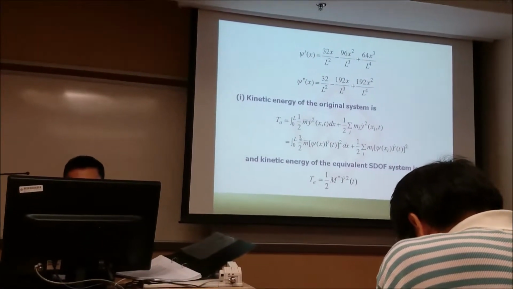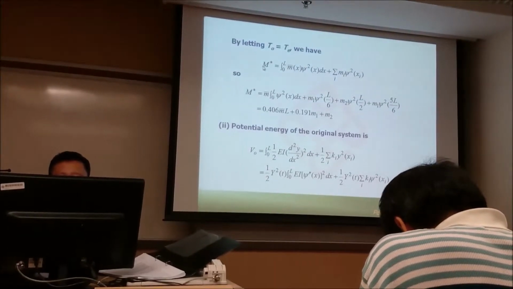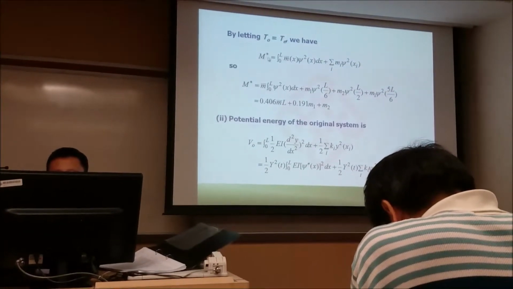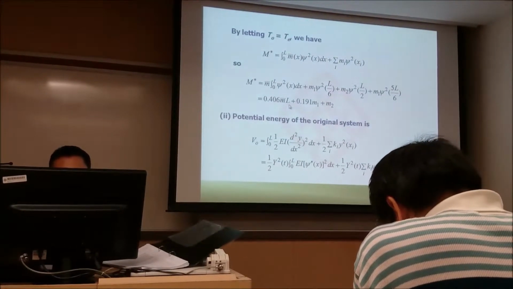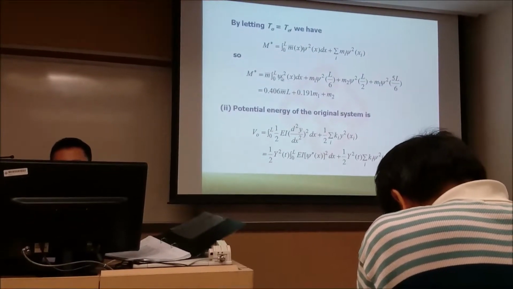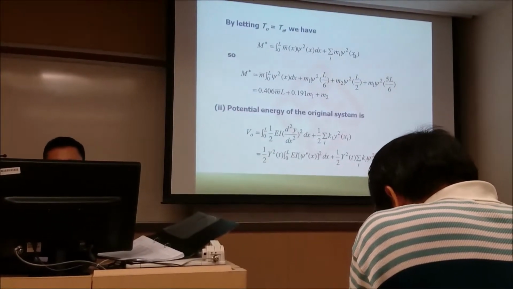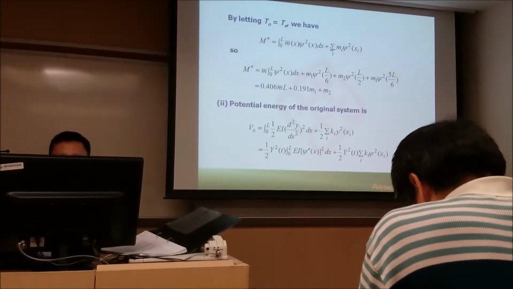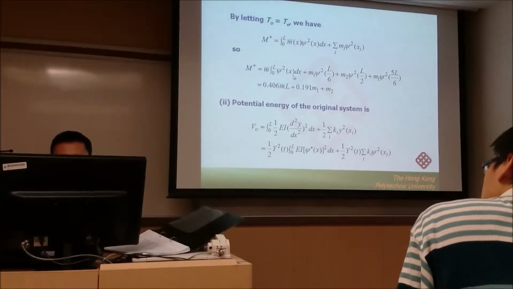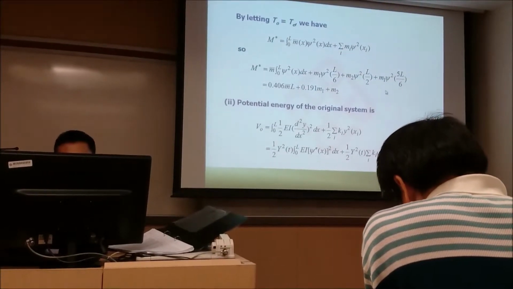By equating T0 with TE, you can obtain the equivalent mass. So this is an equivalent mass. You can obtain the expansion like this, and then finally substitute the detailed expression of the phi function to get the solution. If you can write down the expansion like this, I will provide almost full marks even if you get the final solution for the generalized mass incorrect.